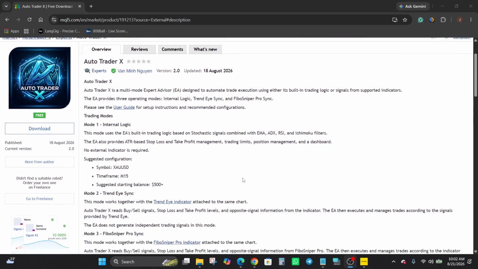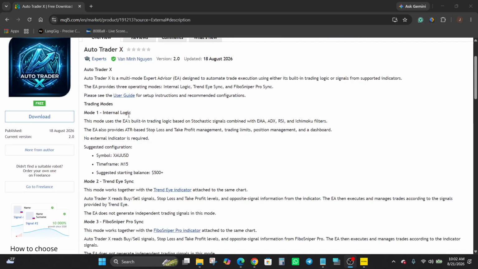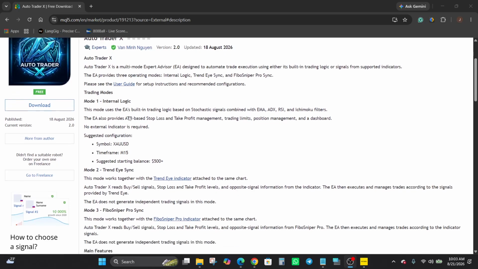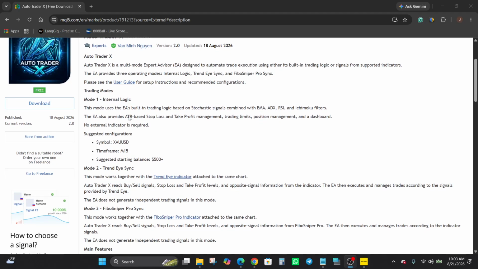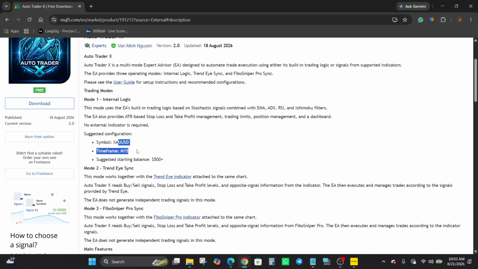Mode 1 is the internal logic option. So in this mode, the EA does not require any external indicators. According to the developer, it generates signals using a stochastic oscillator combined with EMA, ADX, RSI, and Ichimoku filters. So for this specific mode, the seller provides a suggested configuration using XAU-USD on the M15 time frame, with a recommended starting balance of $500 or more.